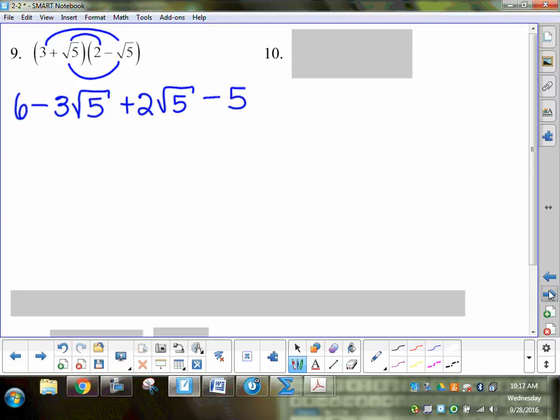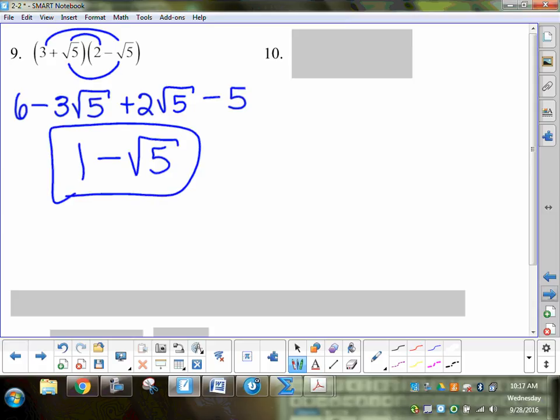Let's put our like terms together. What do I get if I put my like terms together? 6 minus 1 is not 6. These are like terms here. Questions on that?